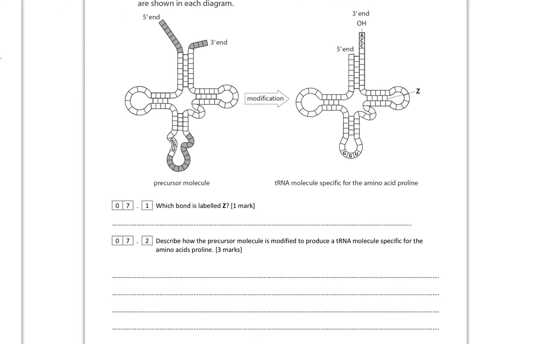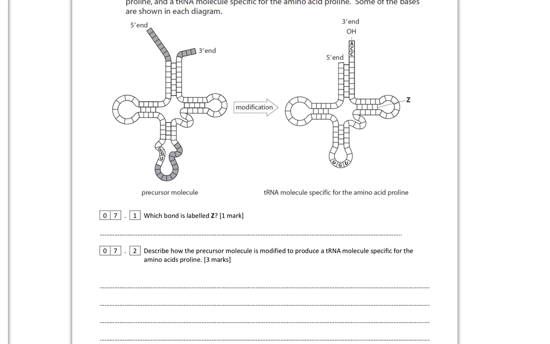Which bond is labelled Z? Well, as you can see here, it's the bond between these. This is a chain of RNA. Sorry, it's not mRNA. So it must be hydrogen bonds. That's our hydrogen.